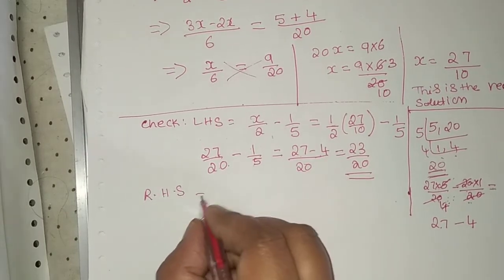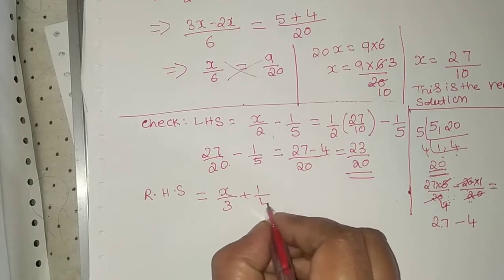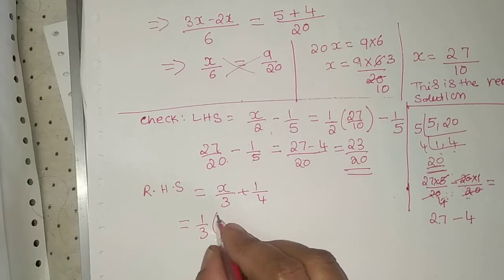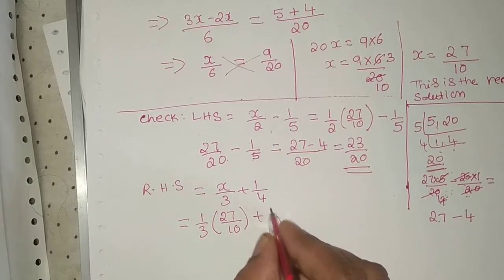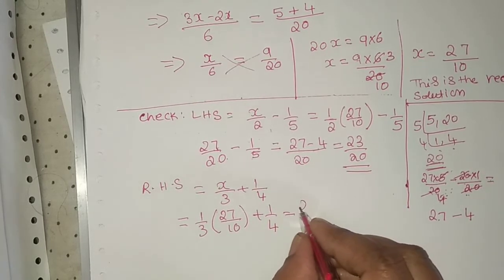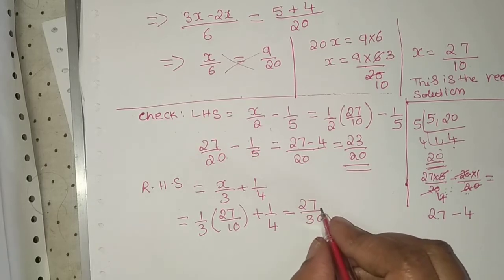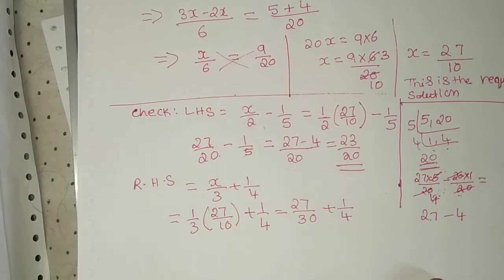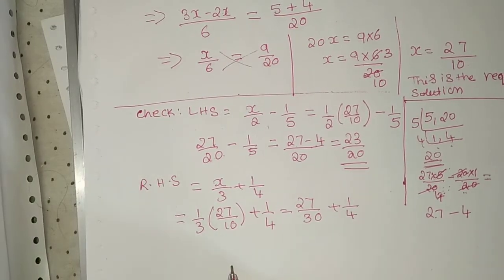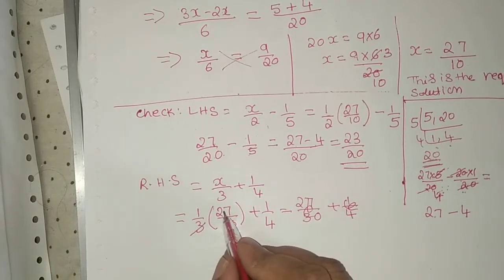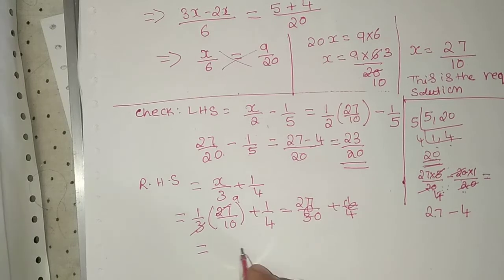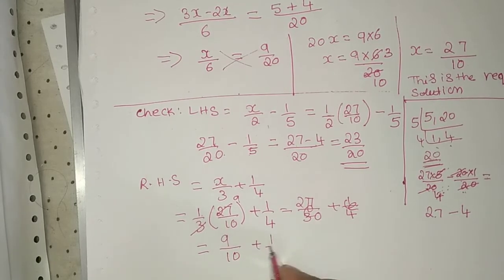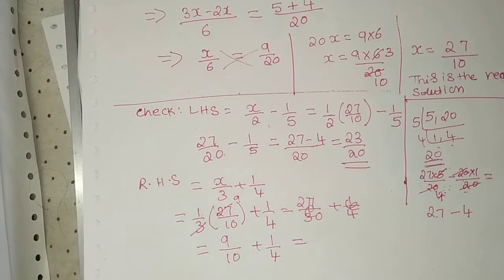RHS is x by 3 plus 1 by 4. Now we will substitute here also. First I will write 1 by 3, then substitute for x. What is x? That is 27 by 10 plus 1 by 4. Here also same thing: multiply, 27 by 30 plus 1 by 4. Before this, one more step is to simplify here: 3 ones are 3, 3 nines are 27. Now we simplified here, and we get 1 into 9, 9 by 10, plus 1 by 4. So now again we have to find the LCM.